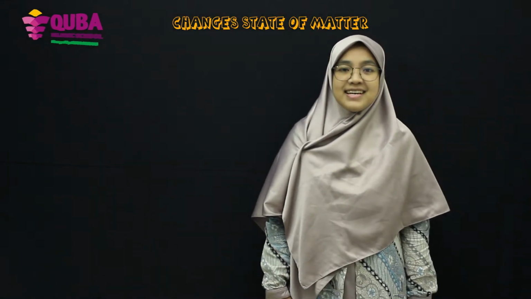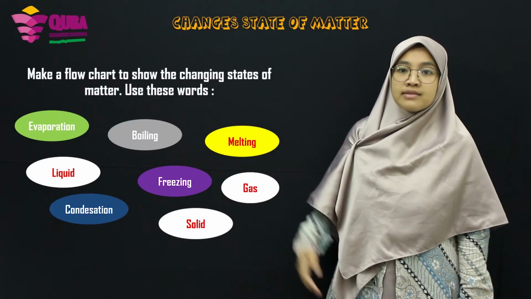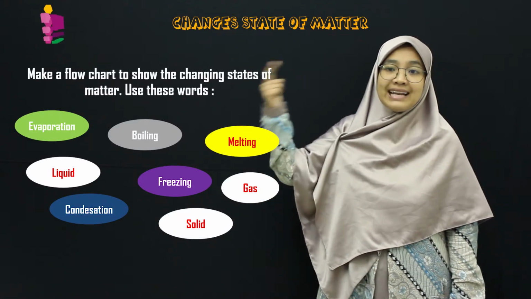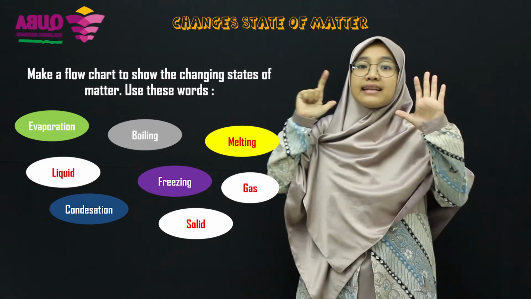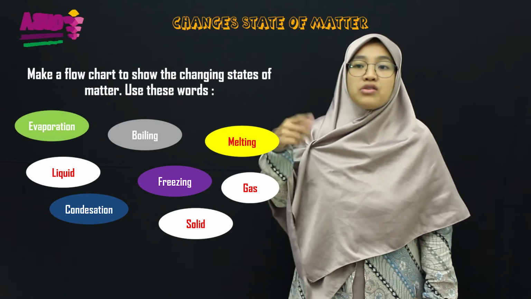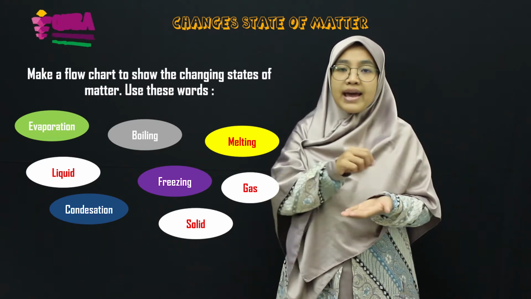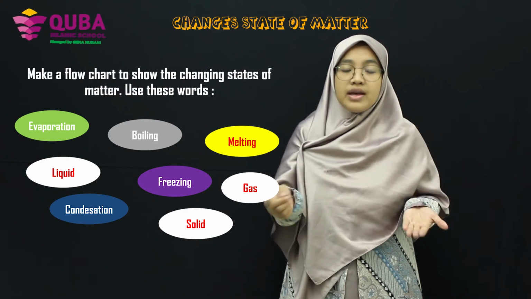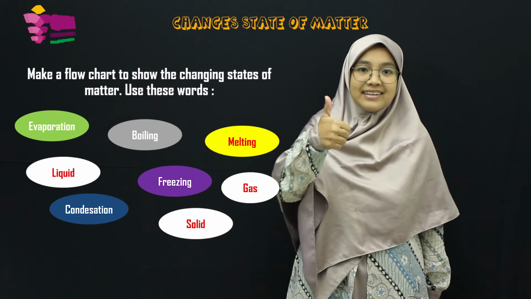Okay students, now Teacher Saras has some words. The first is evaporation, liquid, boiling, freezing, melting, gas, and solid. So now please make a flow chart to show the changing states of matter and write it in your writing book. If you finish, you may make a comment, "Teacher, I am done."